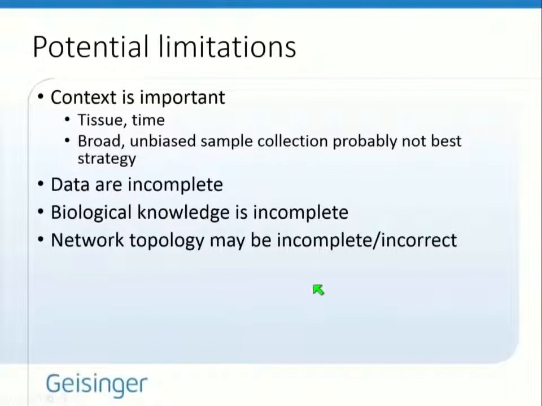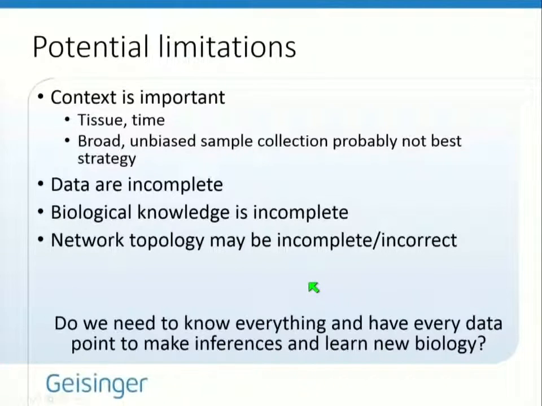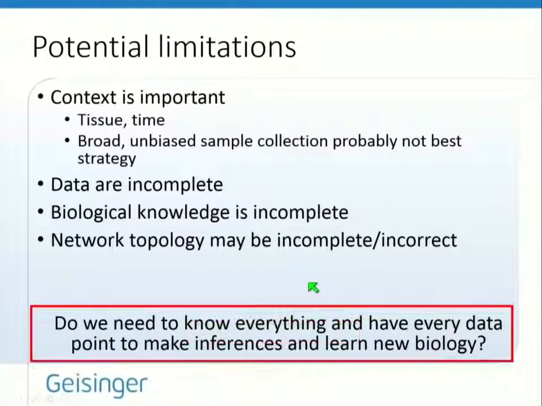And the network topology of those pathways is wrong or incomplete. So as we learn more biology, we find out that, we thought this node was connected to this node, but it turns out this is connected to this, which is connected to that. And so that connection goes away. We know all that. But I would argue or ask the question, do we need to know all of these things in order to make inferences about biology and actually move the field forward? Obviously, I think the answer is no, because we're doing that.